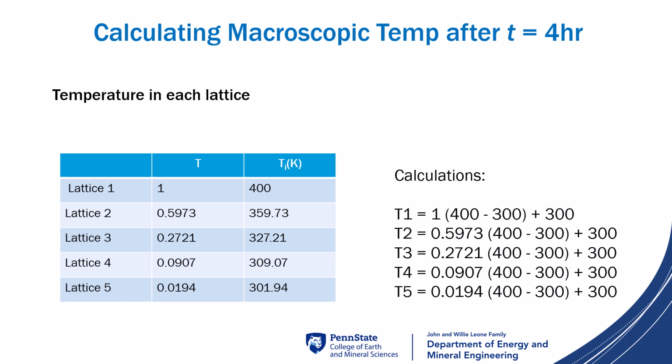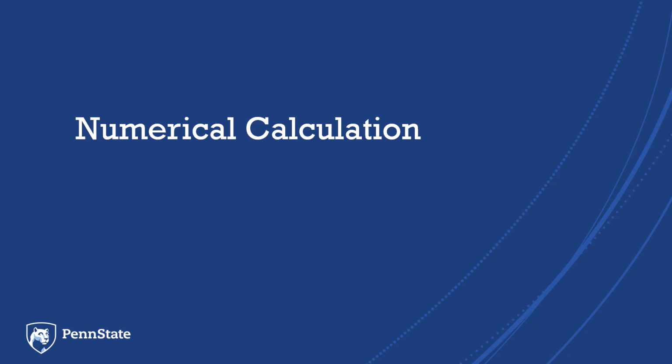And finally, now that time equals 4 hours, our temperature equals 1, 0.59, 0.27, 0.09, and 0.01. Mapping to real temperatures, we get 400, 359, 327, 309, and 301.9 Kelvin. This sequence of local operations has captured the complex interplay of advection, bringing heat downstream, and diffusion, spreading it out. Now we will go over a numerical calculation.